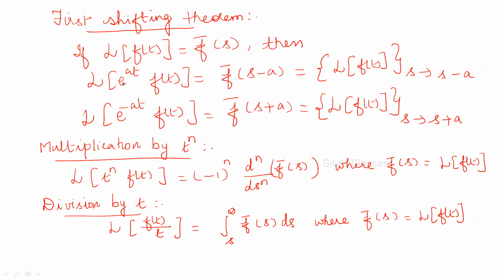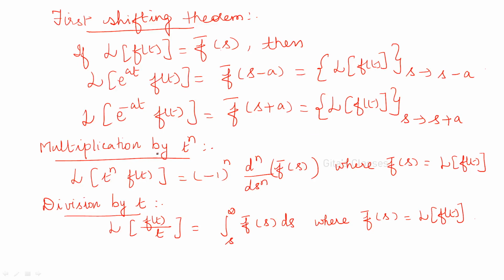If the function is multiplied by e power at, without e power at, you have to find the Laplace transform of f of t, and s should be replaced by s minus a. That is why we have written f bar of s is replaced by s minus a. Therefore, f bar of s minus a. Similarly, if it is multiplied by e power minus at, s should be replaced by s plus a.